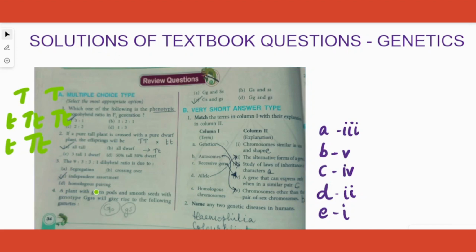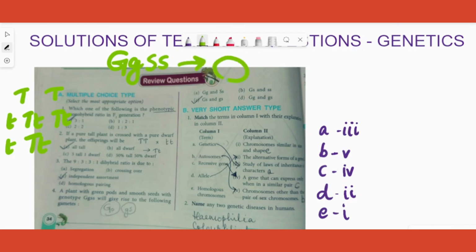Next question, a plant with green pods and smooth seeds, and the genotype is also given, gives rise to the following gametes. So here, what you should remember is that you have a combination of genes, that is this gene and this is the other gene combination. Now, whenever you make gametes out of this, what is that one rule that you have to remember? From this set of genes, you have to take one allele, and from this set of genes, you have to take one allele. All right.